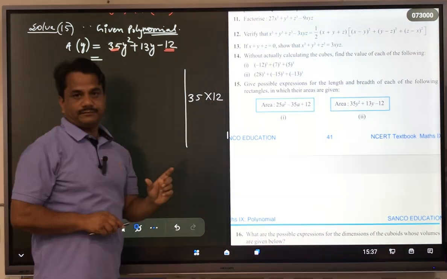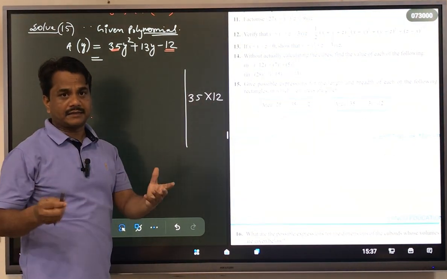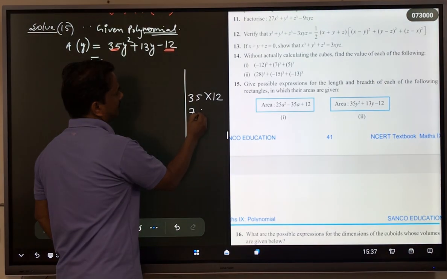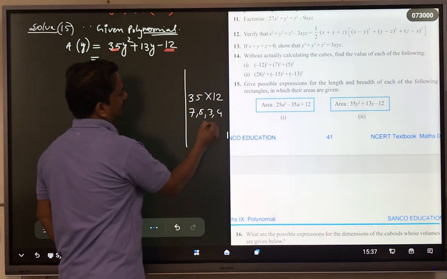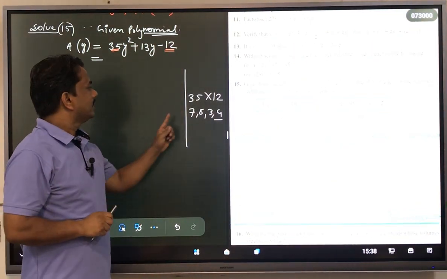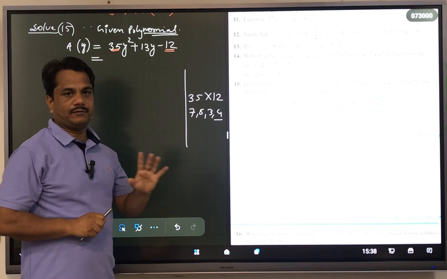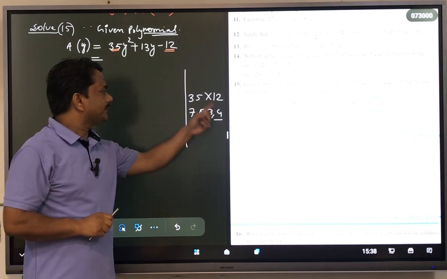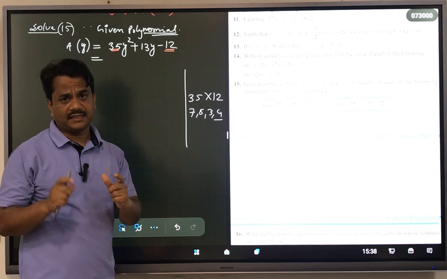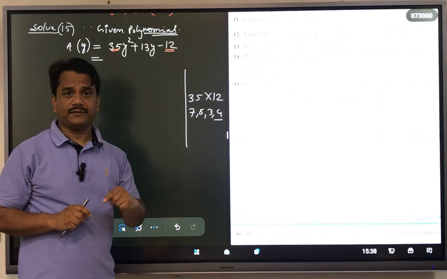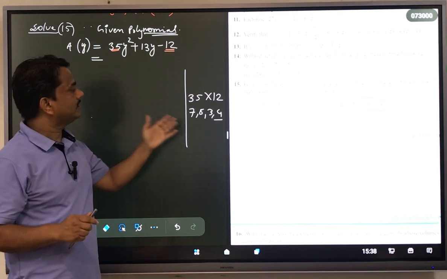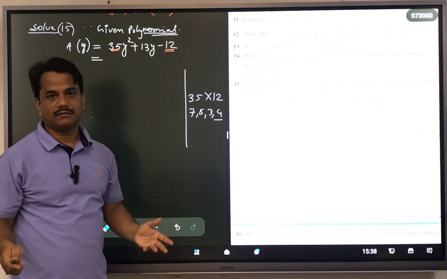From these two, we'll make factors, like here it is 7, 5, 3 and 4. Why only 3, 4? 2 also can be taken if it is needed. 7, 5, 3, 4, 4 factors we brought here. These 4 factors you have to use to bring 2 factors such that their sum or difference must come 13. So this is what we just call a hit and trial method, right?